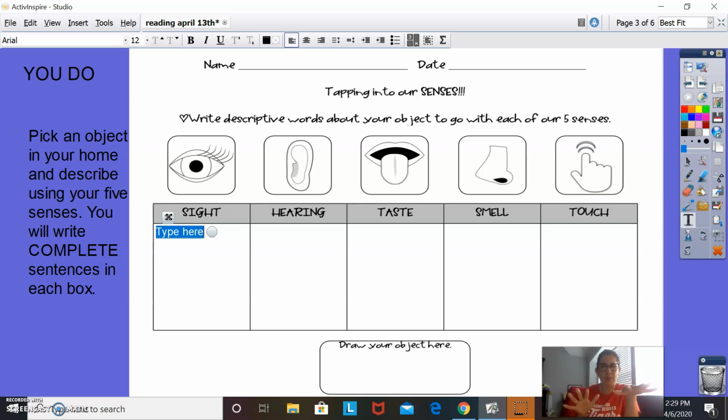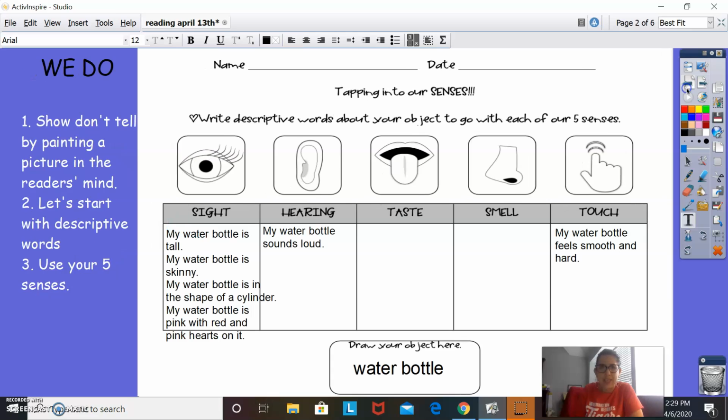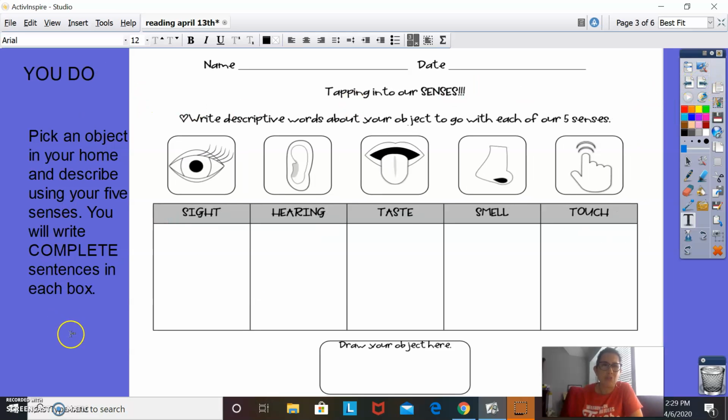So you'll use all your 5 senses if they apply to describe the object. You're going to start with typing in the name of your object here at the bottom. And then you're going to use your 5 senses to describe your object. It doesn't have to be a cup. That was just an example that I gave to you. Any object in your home, and use your 5 senses or the senses that apply to describe your object, making sure to write complete sentences for each one of those.